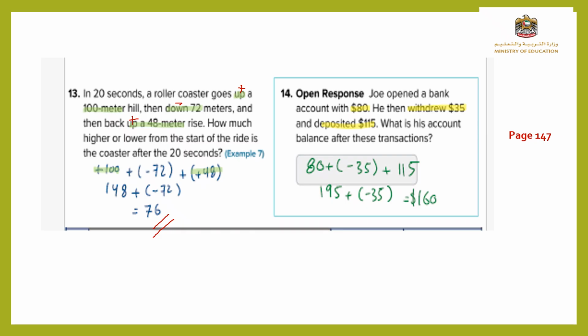This is also the same way. A bank account starts with 80, a positive. Withdraw means minus, so withdraw 35, then deposit means positive. So use the sign like that, then add or subtract, that's up to you.